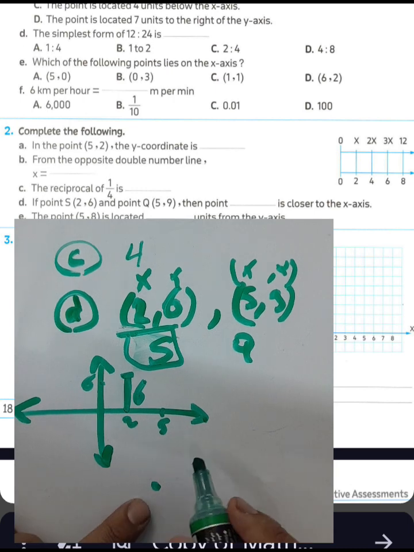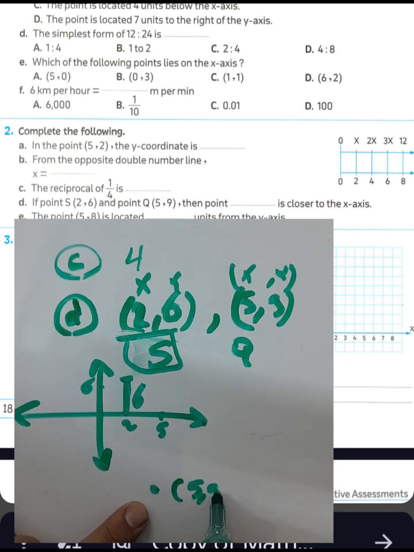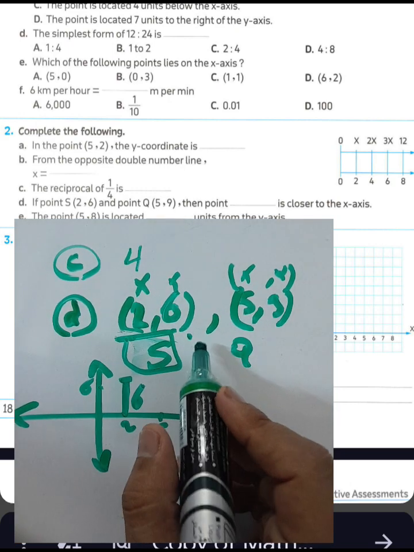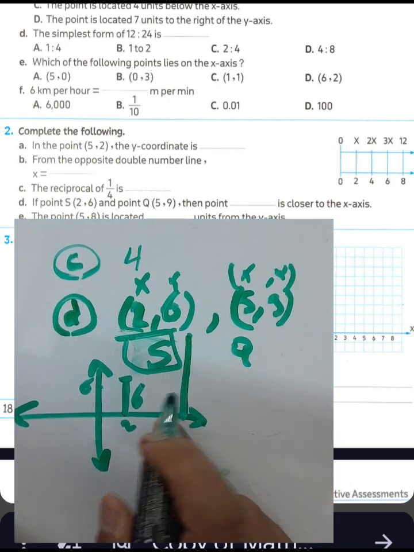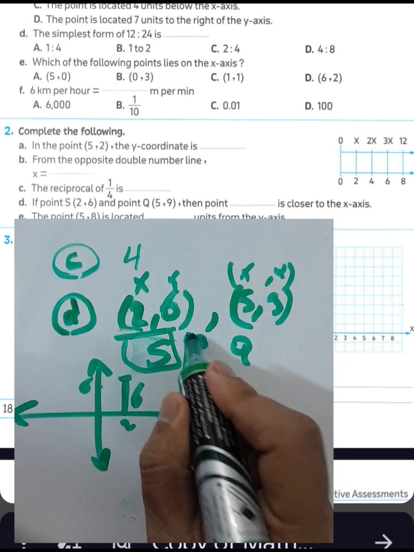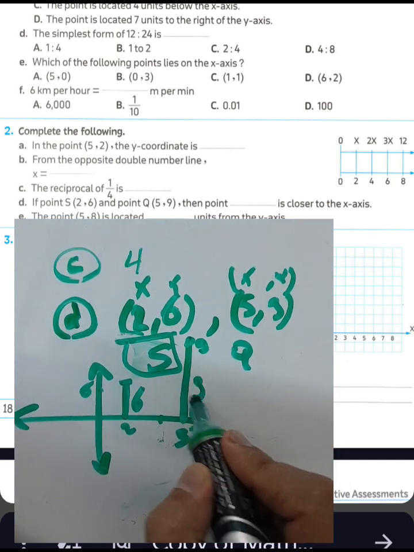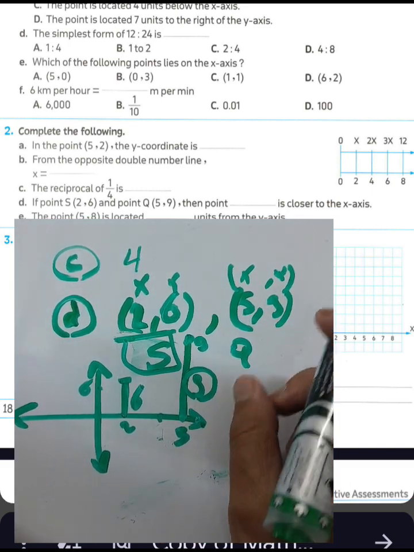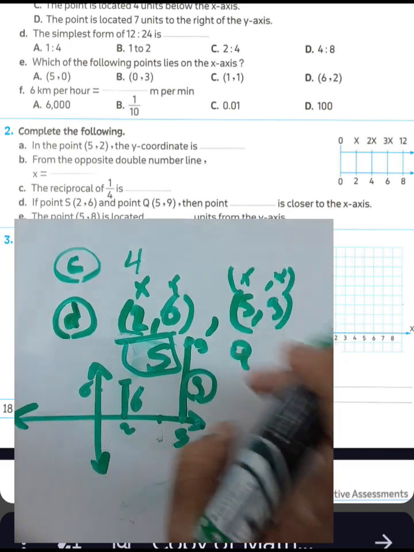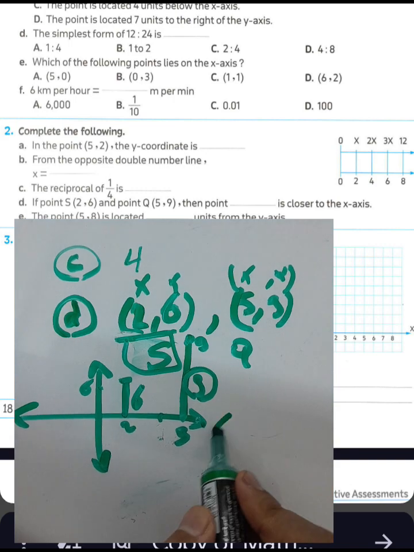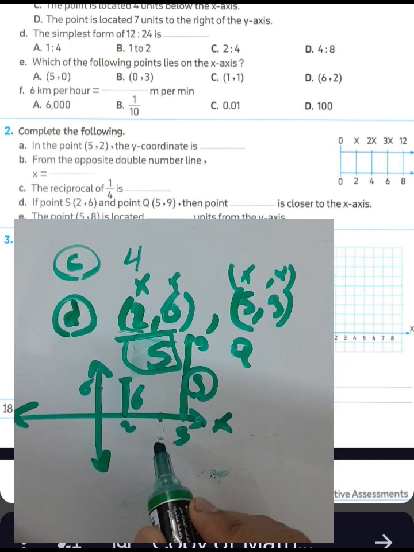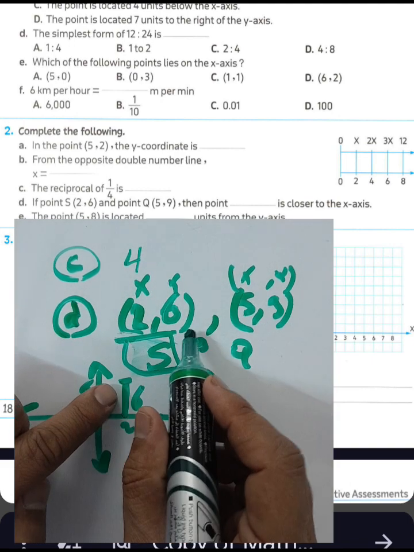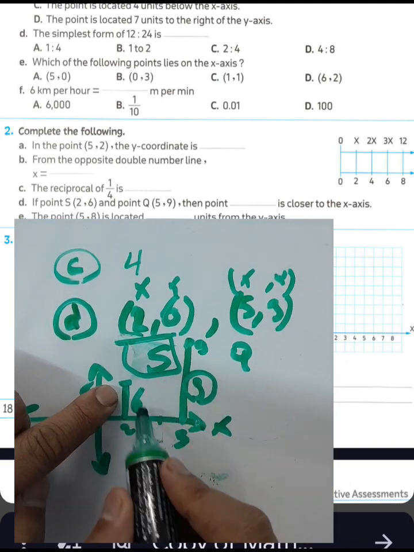And the distance between the point 5 and 9 and the x-axis: 5 and 9 is placed in the first quadrant here. The distance here will be 9. The absolute value of y will be 9. Then the distance between the point 5 and 9 and the x-axis will be 9 units. And the distance between the point 2 and 6 and the x-axis, we have 6 units.